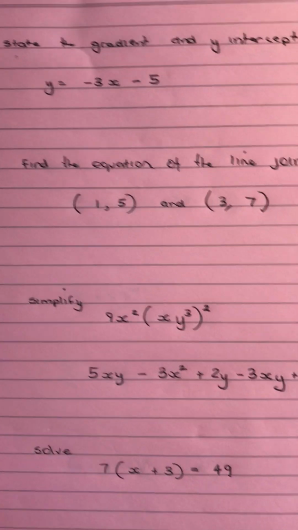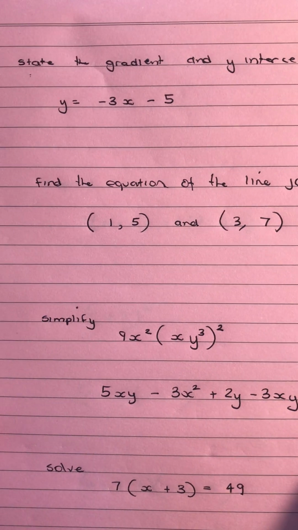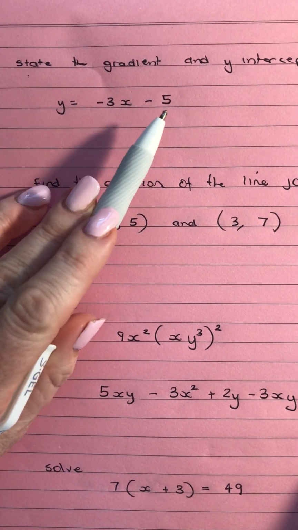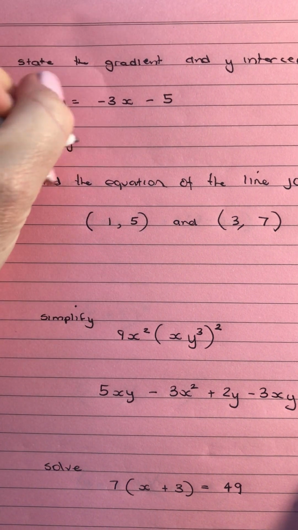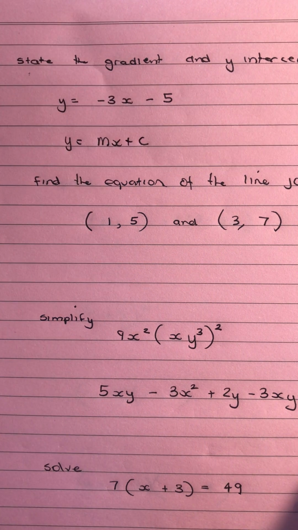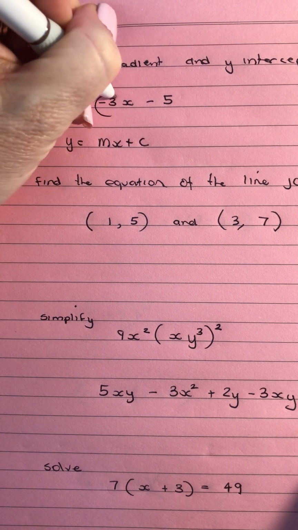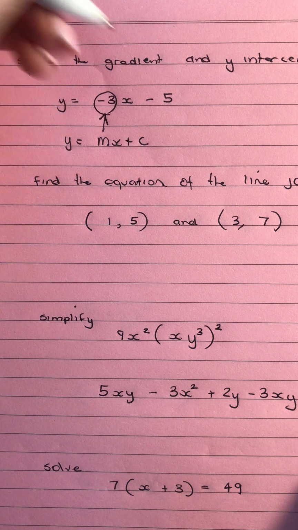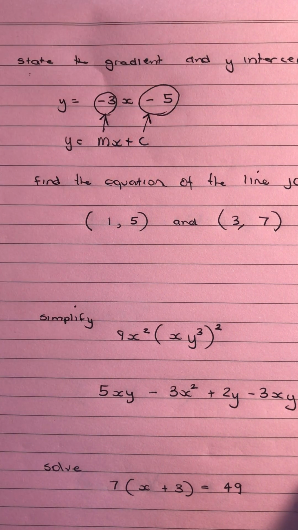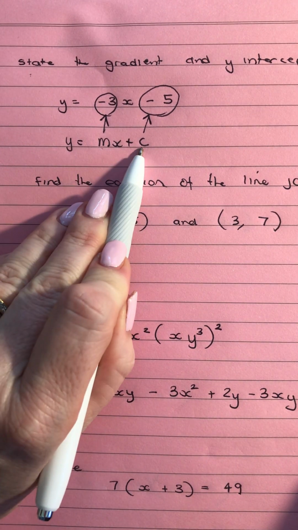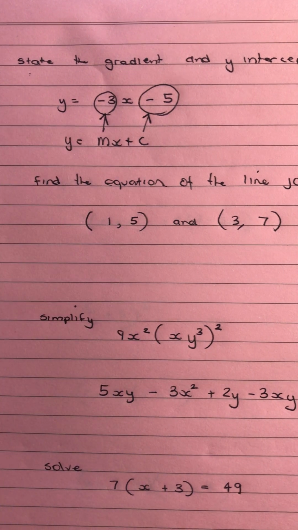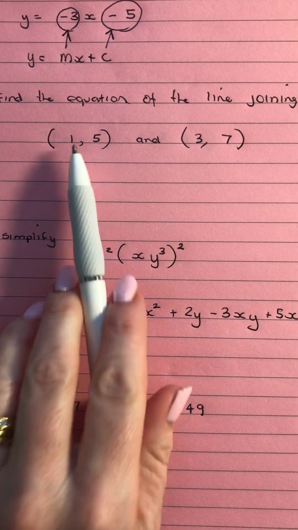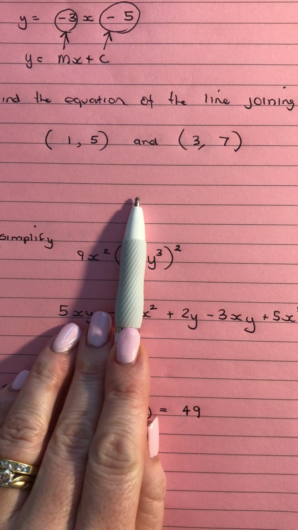So the first one that I am starting with is that I want to be able to state the gradient and y-intercept of an equation that I see. So when I see this, I'm thinking about my y equals mx plus c. I'm looking at this equation and I've got a -3 as my gradient, and my y-intercept is -5. So my m means gradient, my c means y-intercept, and I can identify that in my equation and state what those are. I also need to be able to find the equation joining two points on a line.